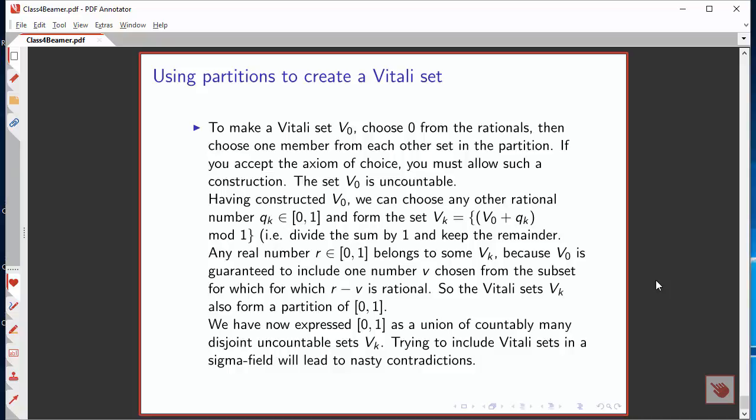The only way out of this problem is to say, we're not going to allow Vitali sets in our sigma field. And that ultimately is why we have to consider this concept of sigma field fairly carefully, because there are sets that just plain don't belong in any sigma field.